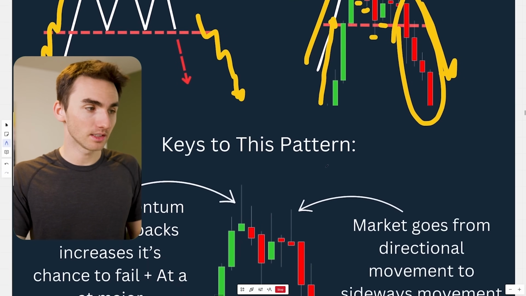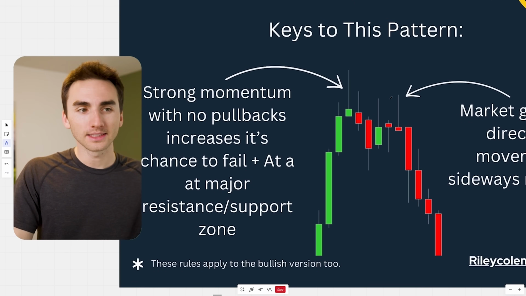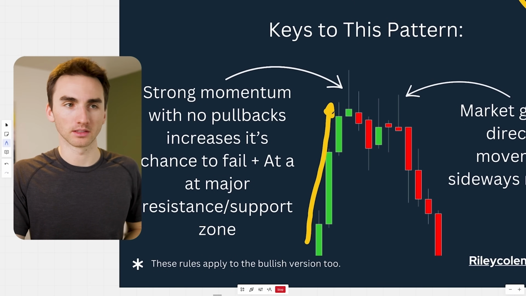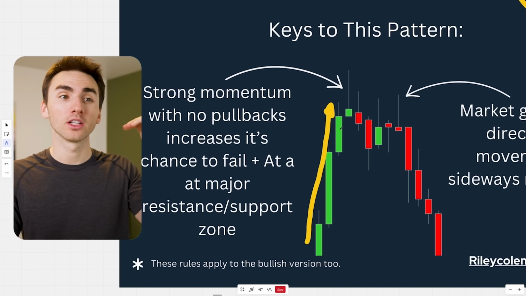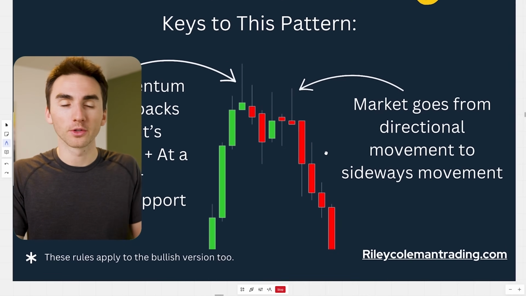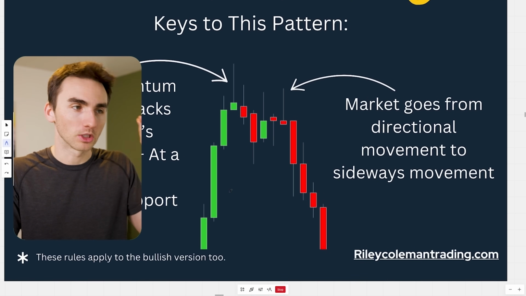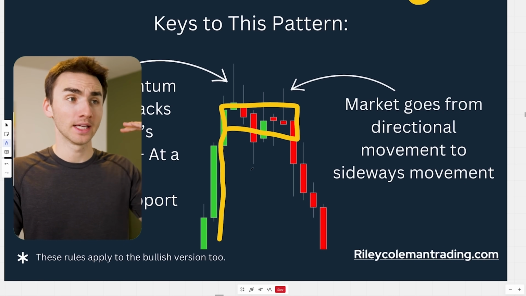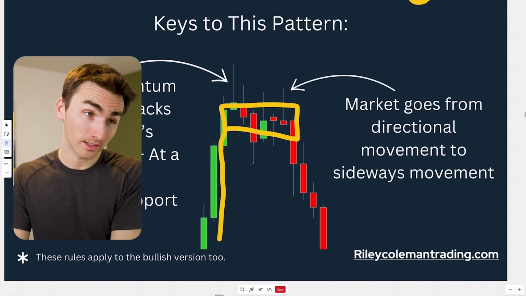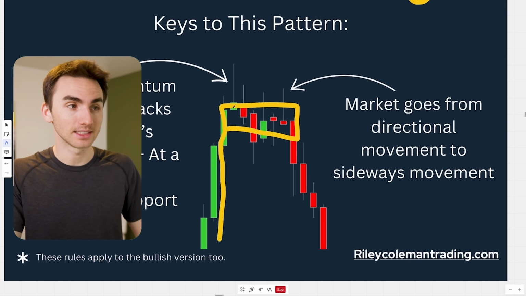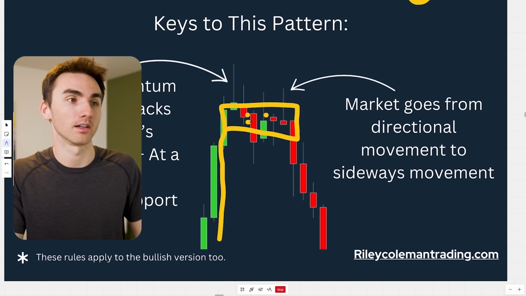Now, keys to this pattern is, like I said, you want strong movement into that level, basically. You're essentially looking for the market to be exhausted here, lose that momentum, and reverse back down for you. Now, another thing is, essentially it's going from one direction to sideways. That's just the basics of a pattern. That's actually why it's called a flag a lot of the times, because the market just moves up and sits here, and that kind of looks like a flag.